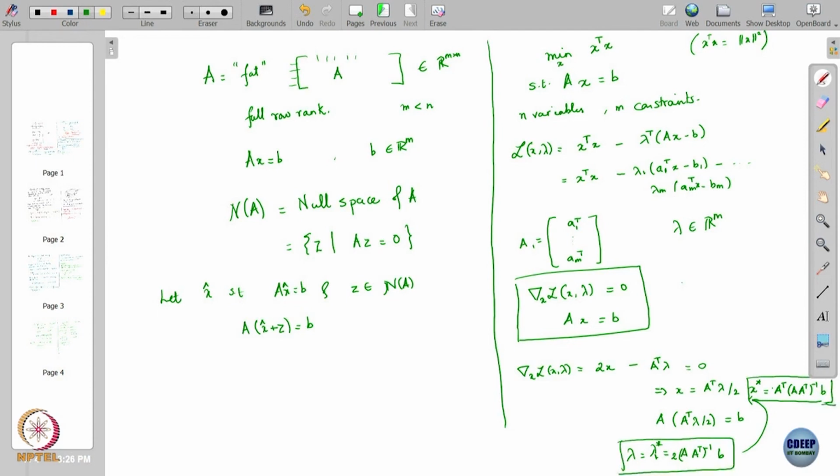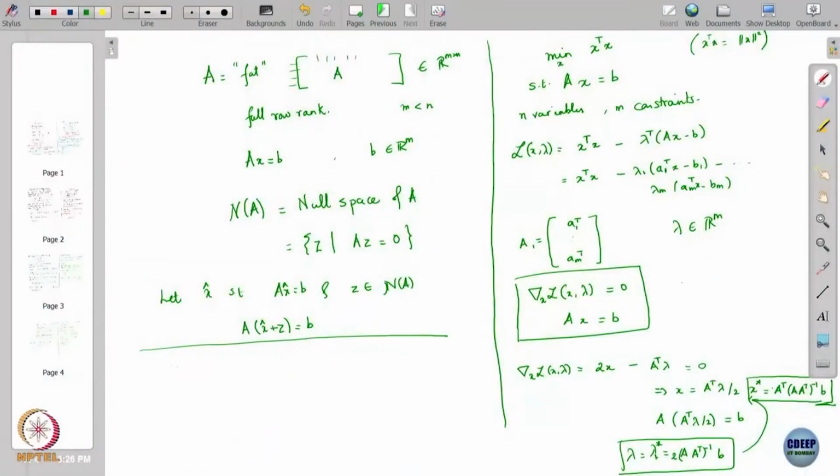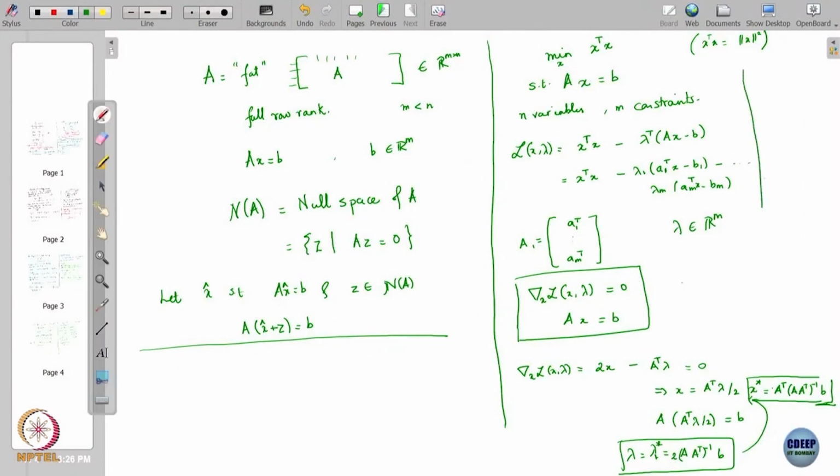So, this is your least norm solution. Okay. So, the least norm solution of this optimization problem is this one here.